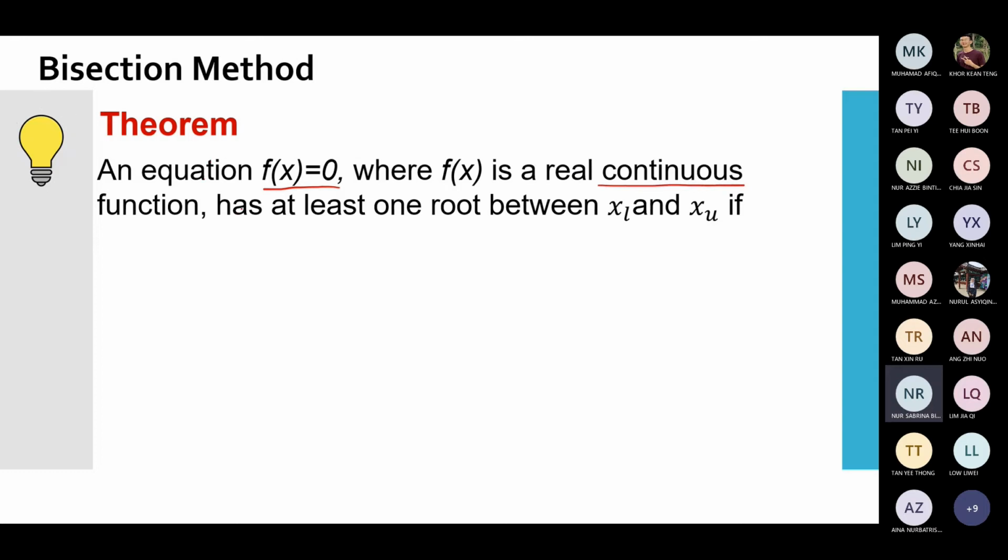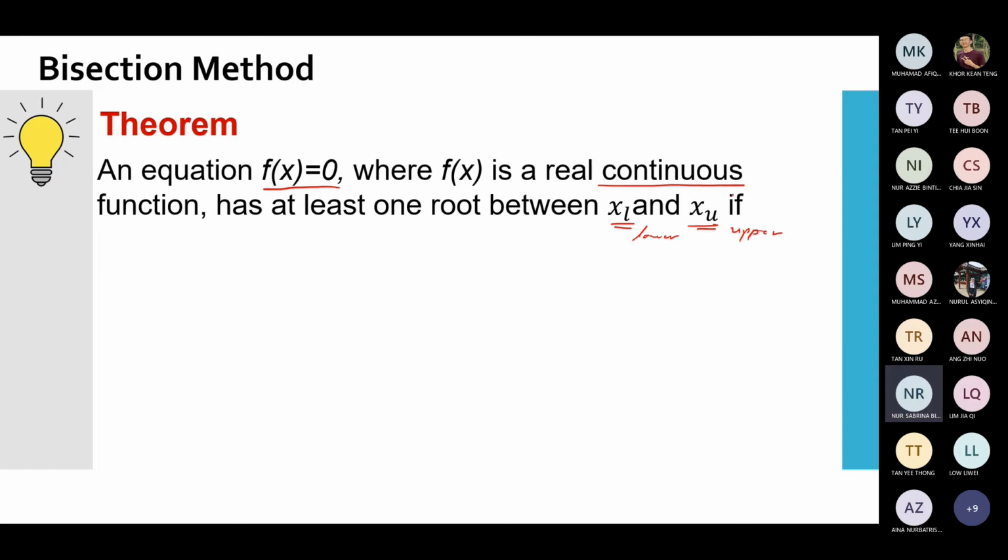So okay, it has to have at least one root between xl and xu. So what does xl mean? xl means the lower boundary or lower value, and xu is the upper boundary, u for upper value. Okay, x upper and x lower.